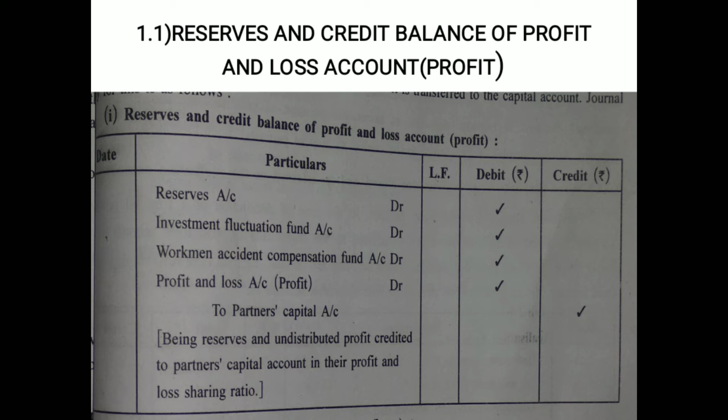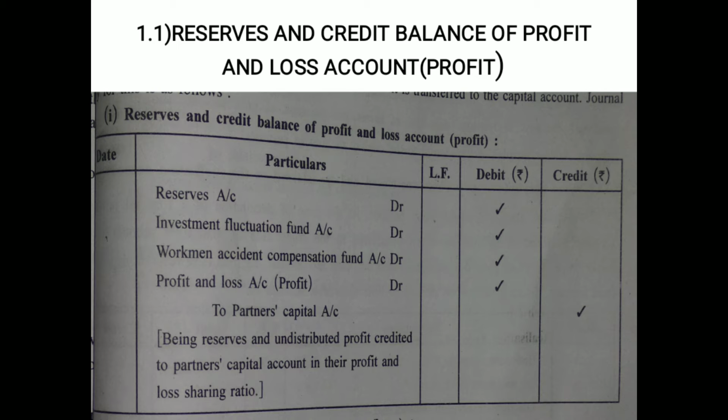So here it is presented on your screen, the journal entry: reserves account debit, investment fluctuation fund account debit, workman accident compensation fund account debit, profit and loss account, which is profit, debit to partners capital account. Being reserves and undistributed profit credited to partners capital account in their profit and loss sharing ratio. Understand, the topic is reserves and credit balance of profit and loss account, which is profit.